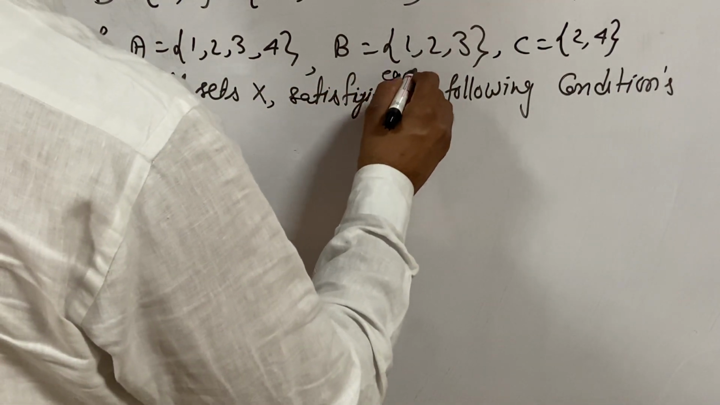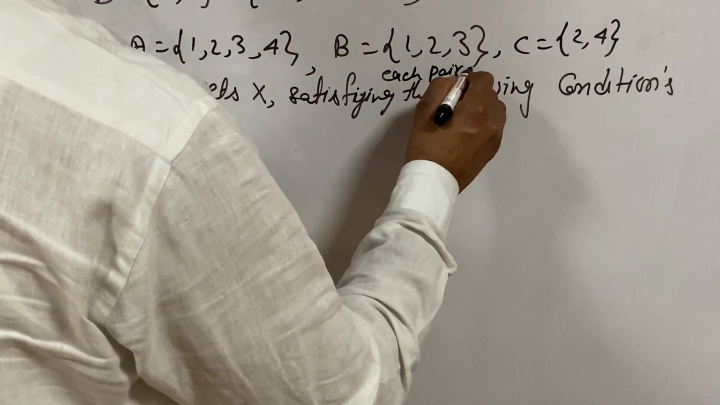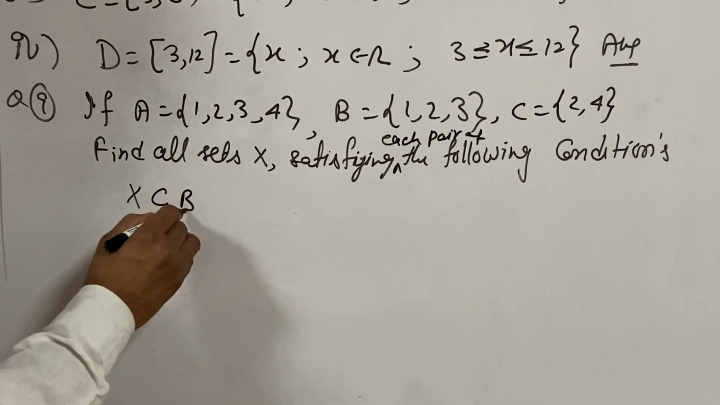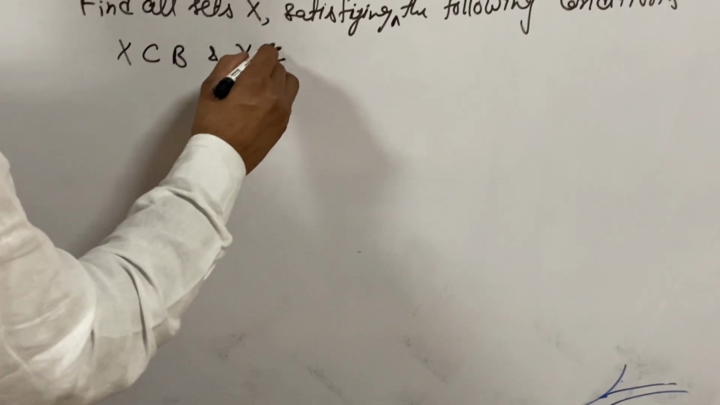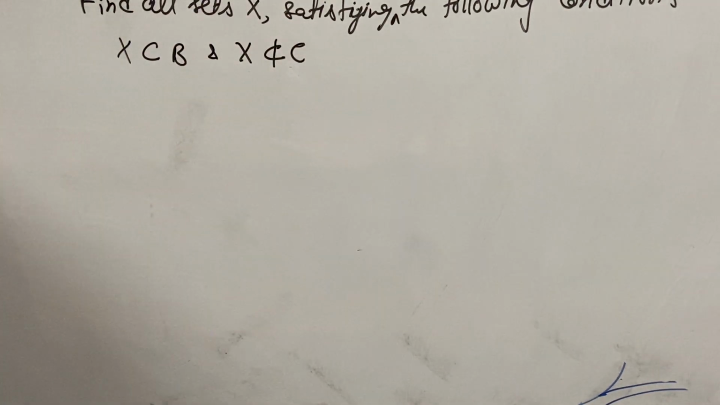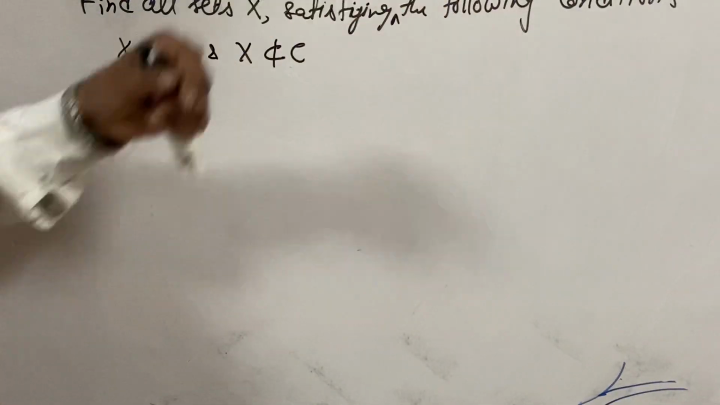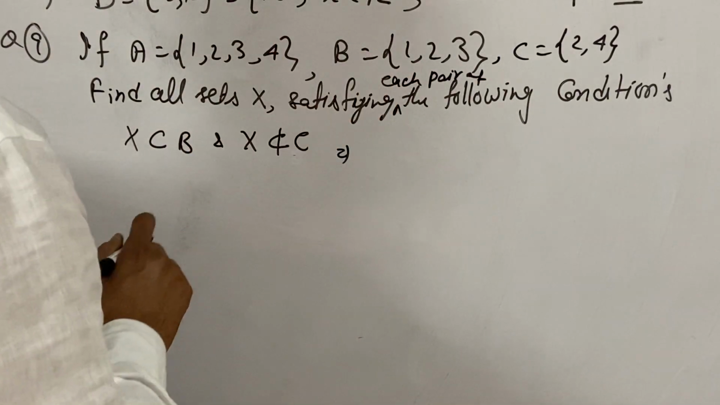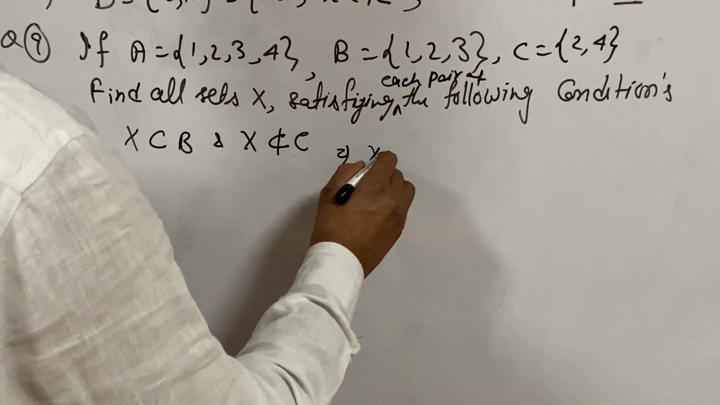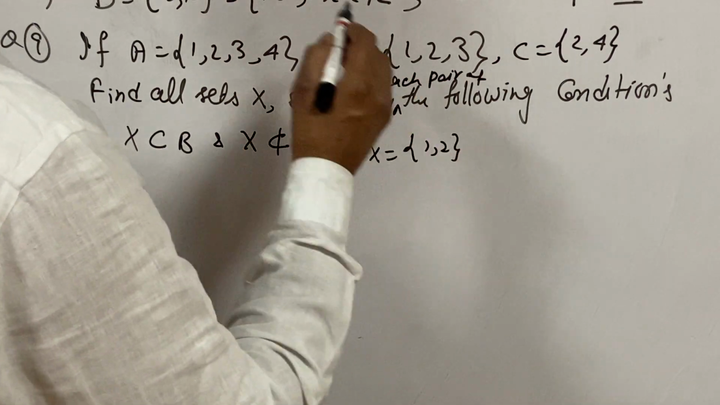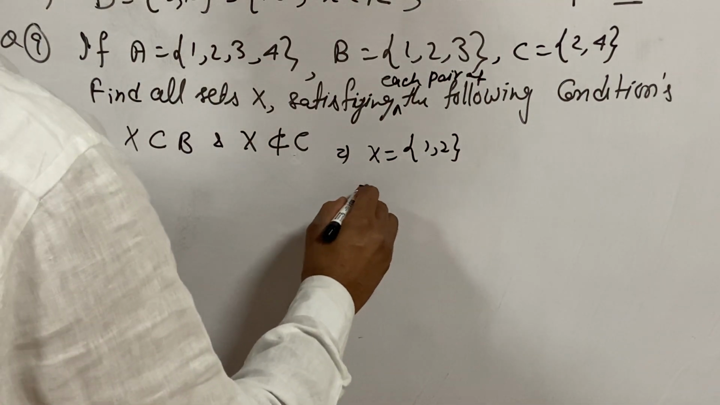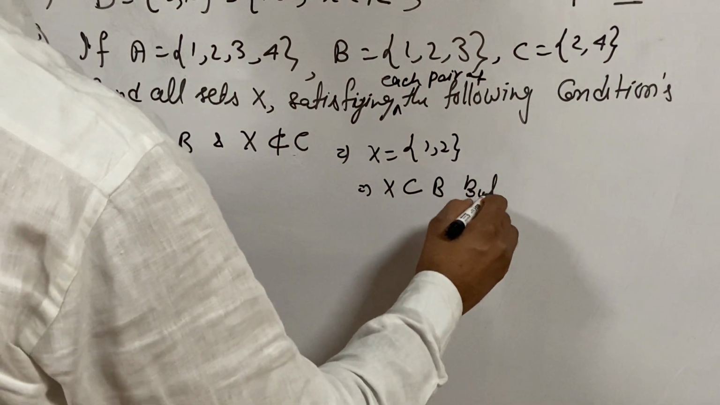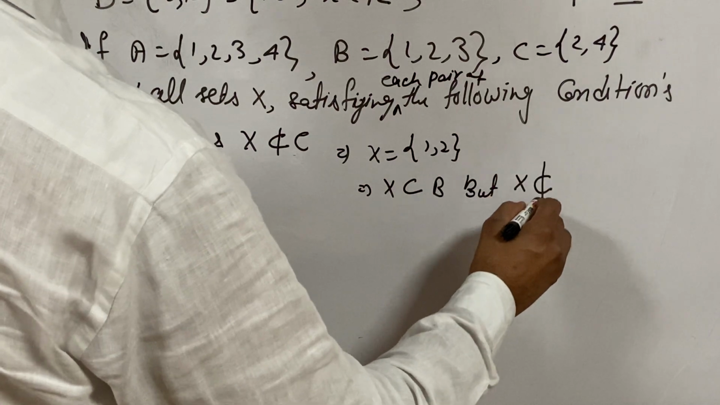Satisfying each pair of the following conditions. X is a proper subset of B and X is not a proper subset of C. B, A and C are given. What kind of X do we write? Such an X that is a proper subset of B but not of C. X equal to {1, 2} written. This implies X is a proper subset of B, but X is not a proper subset of C.